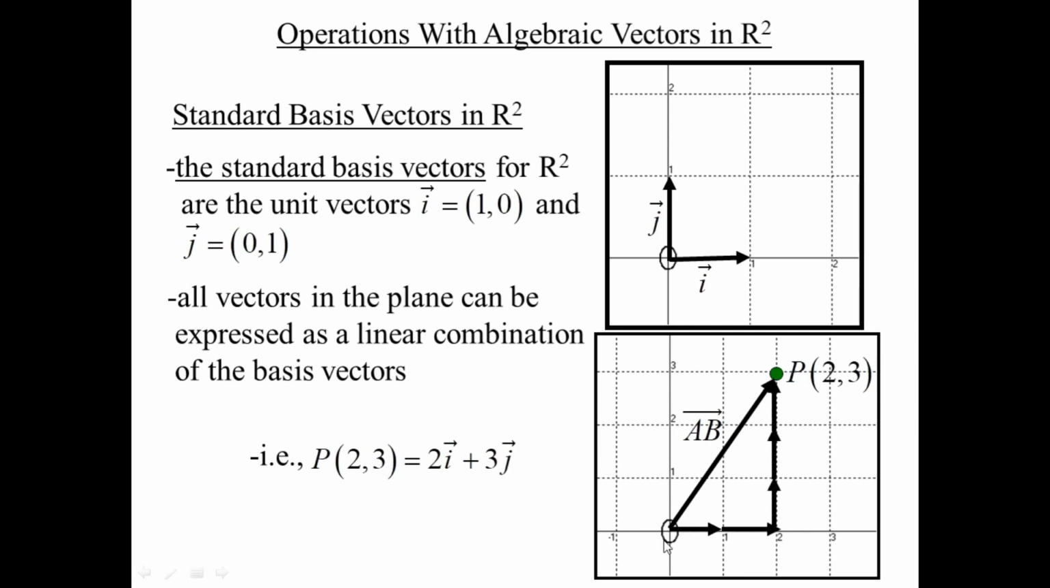So OP is being expressed as a linear combination of these two basis vectors, two i's plus three j's. And it's real simple. That's probably why they chose these to be the standard basis, because any two non-collinear vectors could form the basis of the space. Any two non-collinear vectors are such that any point in the space can be expressed as a linear combination of them. But we're going to focus on these standard basis vectors, i and j.